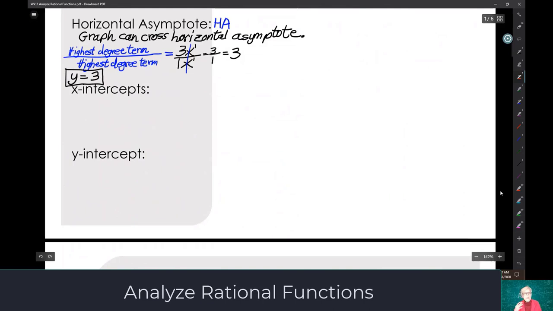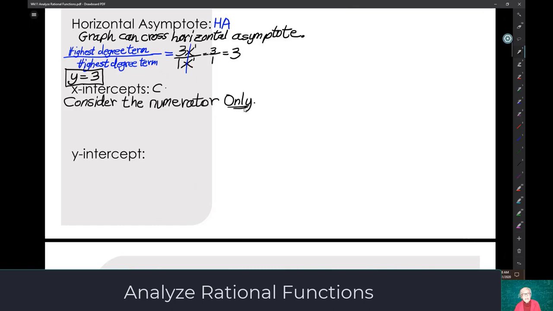Now, like I said, we're going to do this over and over again. So right now, this may be very alien to you, but by the time we finish today, you will be experts. So let's find the x-intercepts, if there are any. To find the x-intercepts, all you do is consider the numerator, the top, only. We don't even look at the bottom when we're looking for the x-intercepts.